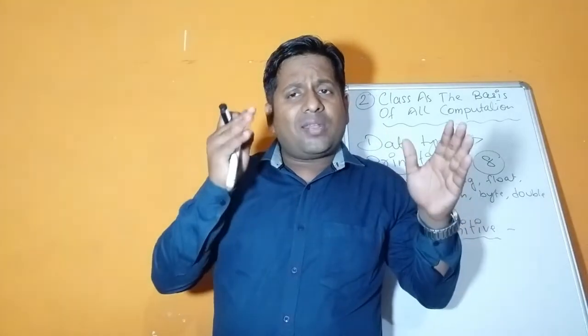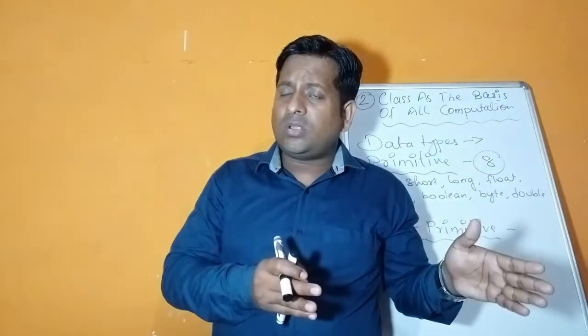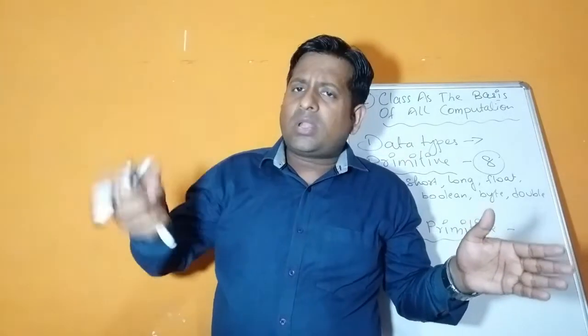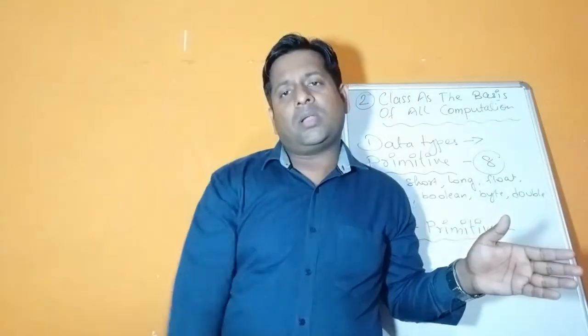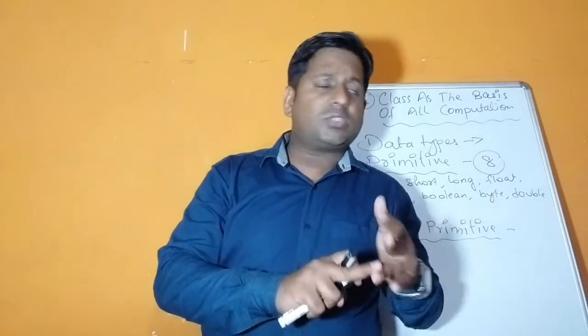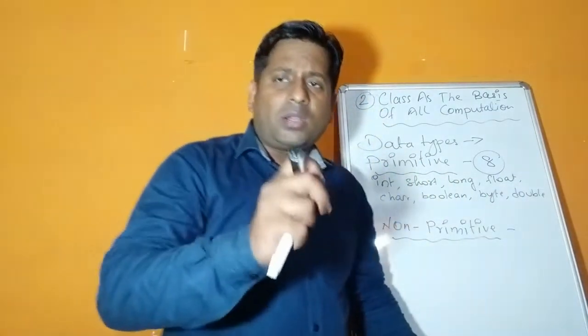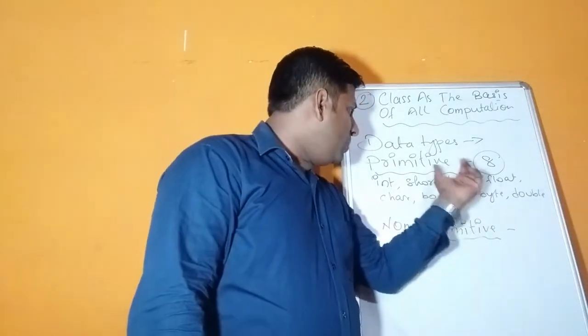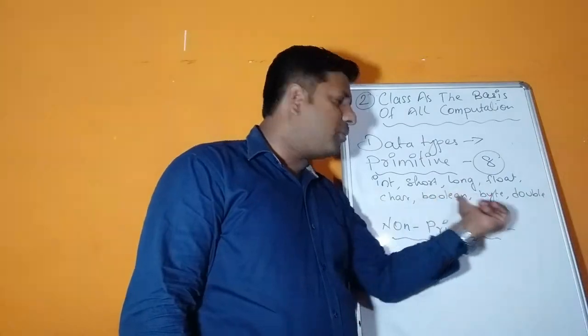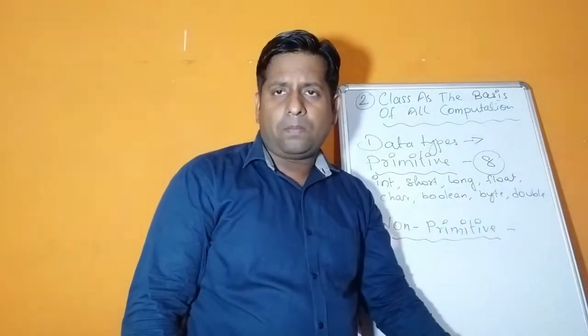So whenever you find that you need to use a math function and you need a container or variable to store the value, take the variable as double data type. Okay, so for division and for mathematical functions we use double data types. So how many primitive data types do we have? 8. Int, short, long, float, char, boolean, byte and double.